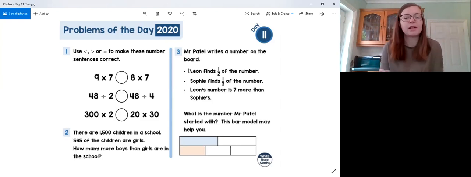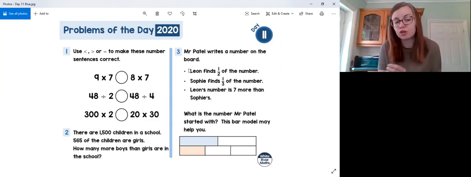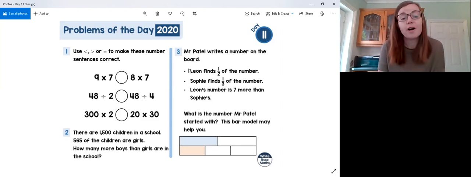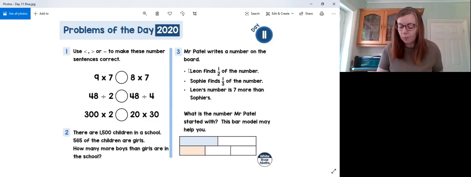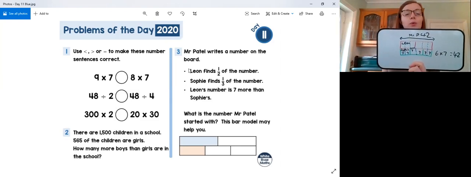If some of you are finding that tricky to do in your head, do write them all down. Or here's a trick, because you all know your 5s. 5 times 7 is 35. And we just want one lot more. So we're going to add another lot of 7 onto 35. And we will find that Mr. Patel's original number is 42.